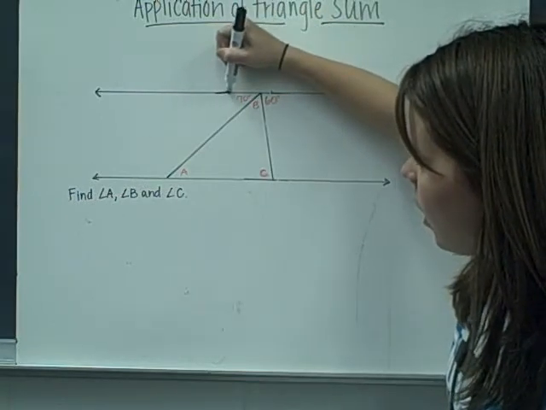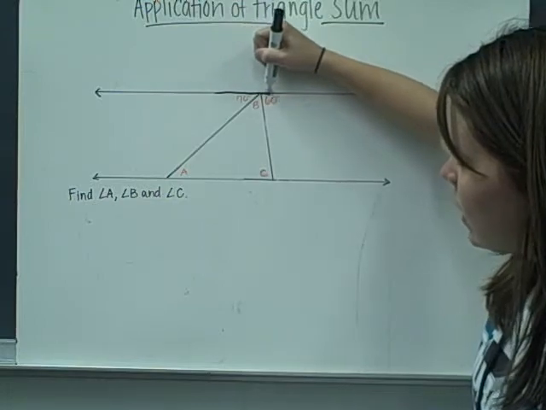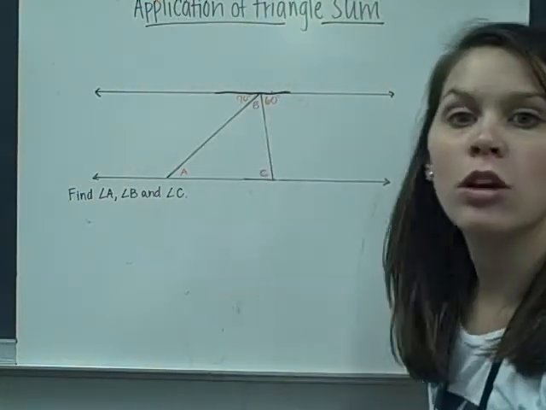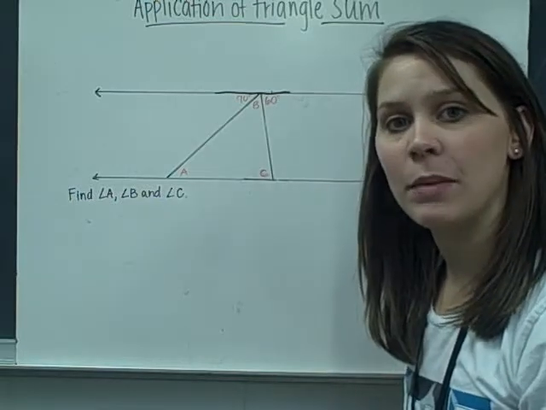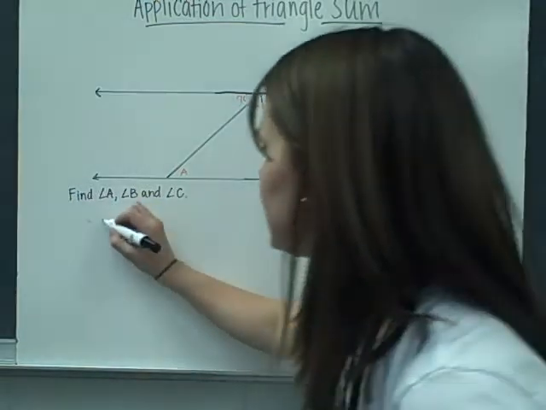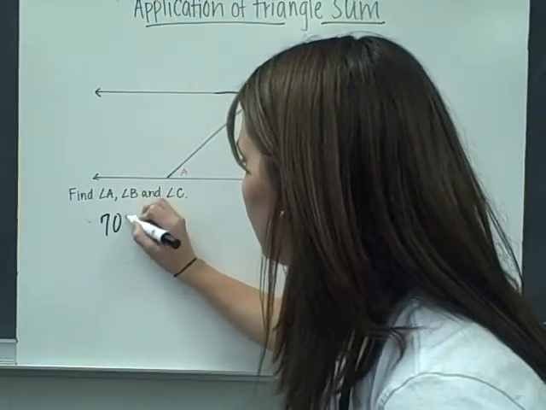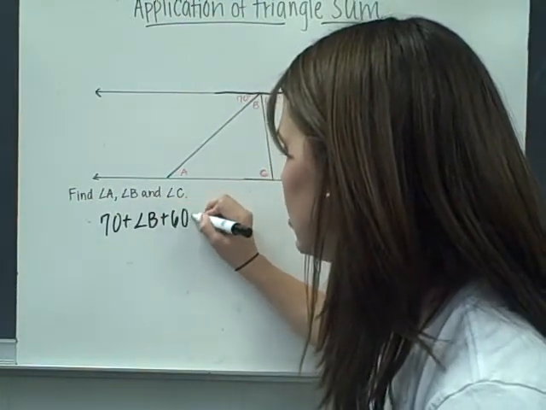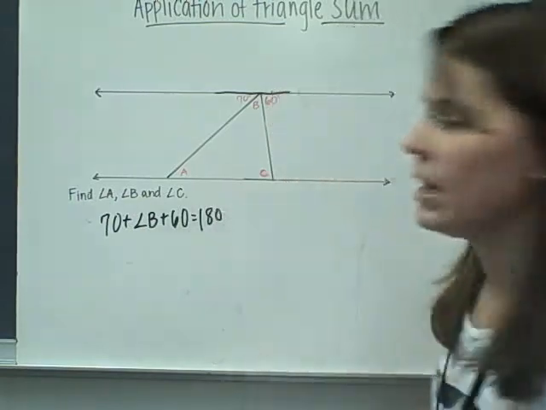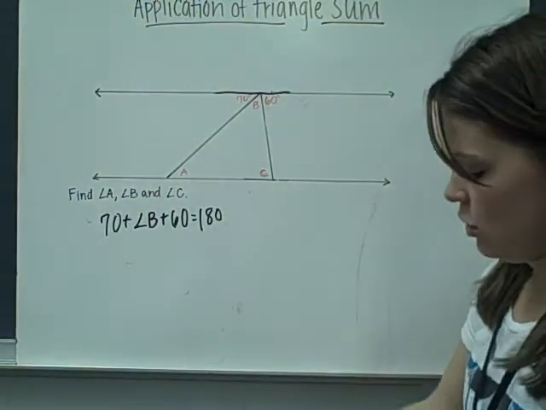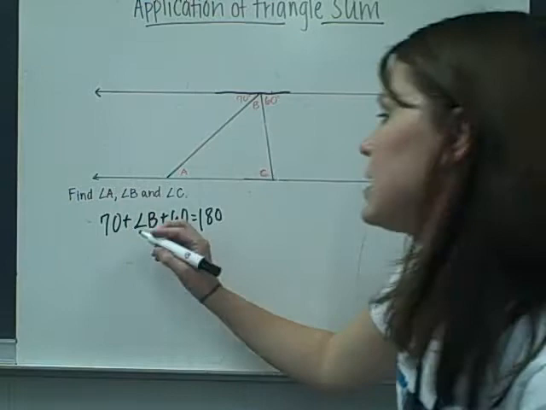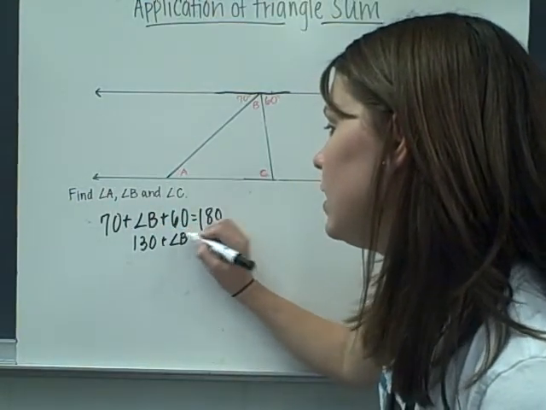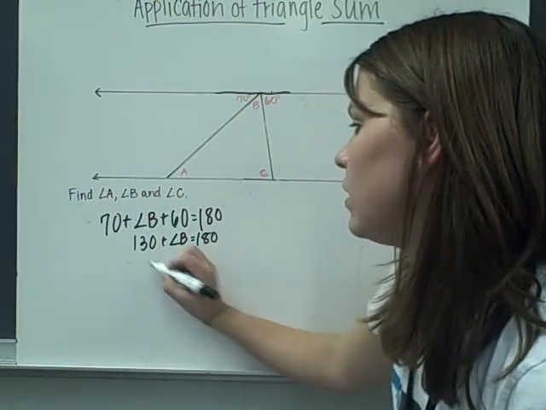Well, when these angles make a straight line, they make one of our parallel lines, which means these angles are supplementary. They add to give me 180. So I can say 70 plus angle B plus 60 should give me 180 degrees. So we have 70 plus 60 is 130, plus angle B is 180.